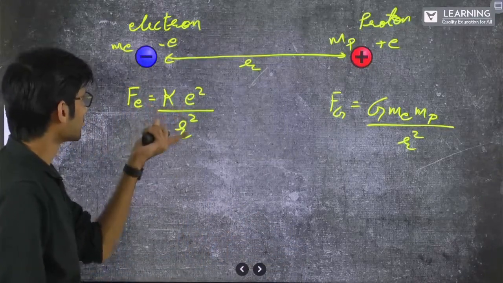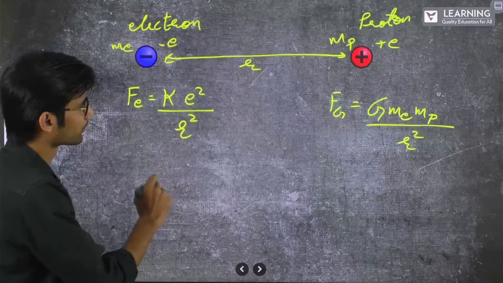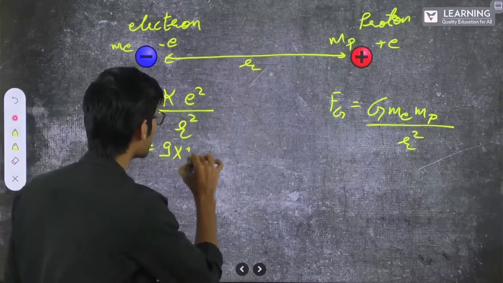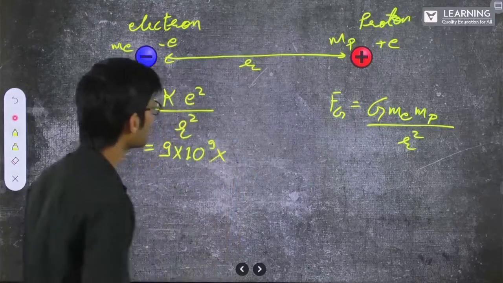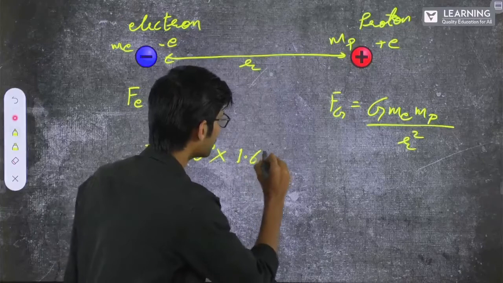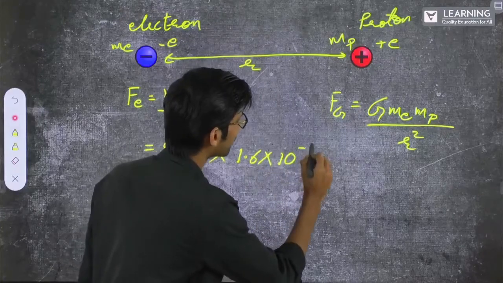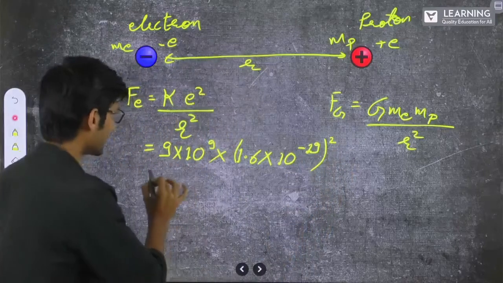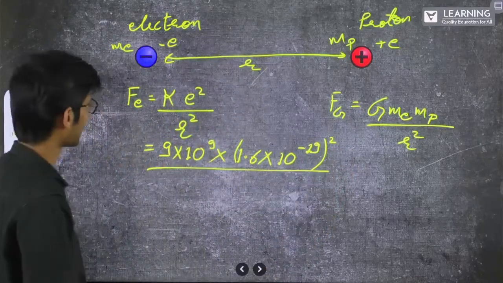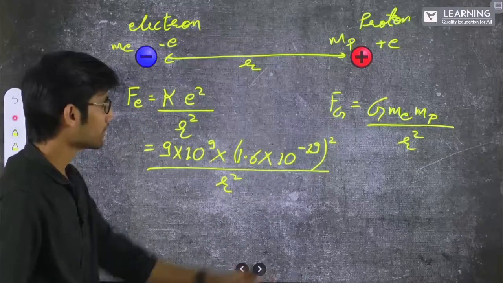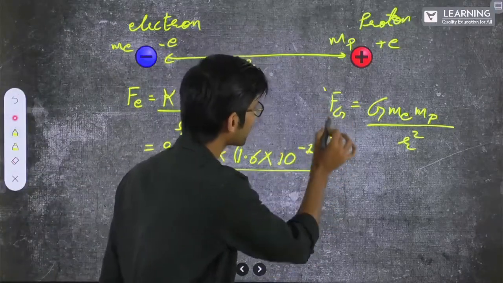Now let's take the ratio, or let's write the value. So this will be 9 into 10 power 9 into e square, 1.6 into 10 power minus 19 whole square, divide by r square, right?